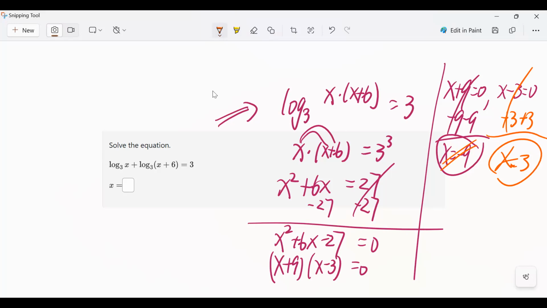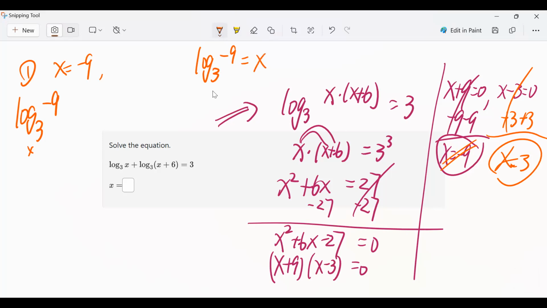Right here, you're putting in the first solution, x equal -9. We're going to get log 3 of -9. And this is not allowed. The reason why it's not allowed, think about this. Log 3 of -9 equal to a number, let's say x, right? If you turn it back to exponent, you get 3 to the x equal -9. That's never happening, right? 3 to the x is always greater than 0. So it's never going to be -9. Doesn't happen.